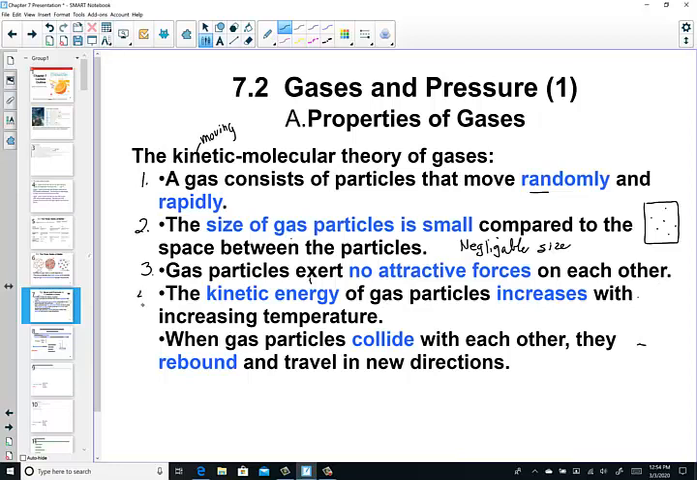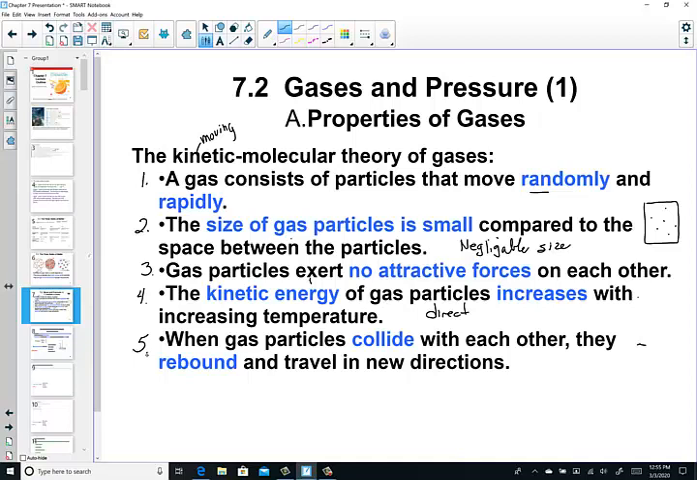And the fourth assumption of our kinetic theory: as you increase the temperature of a gas particle, the kinetic energy also increases. There's a direct relationship. If I warm up gas molecules, they're going to move faster. If I cool down gas molecules, they move slower. There's a direct correlation with the kinetic energy, which means the velocity. As I warm and cool, we see the same effect on the motion of a gas particle.